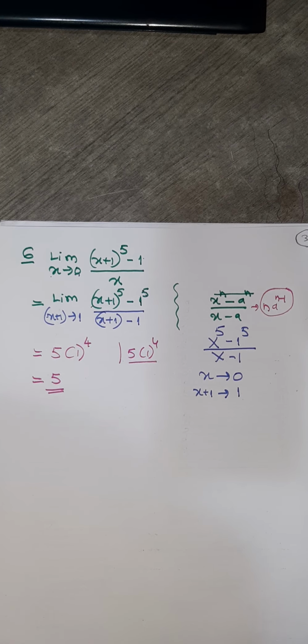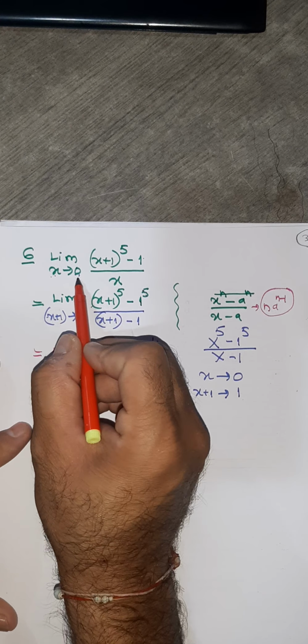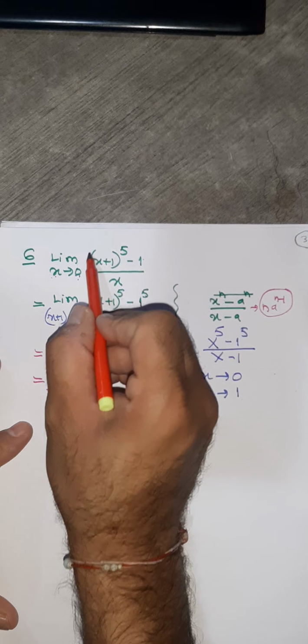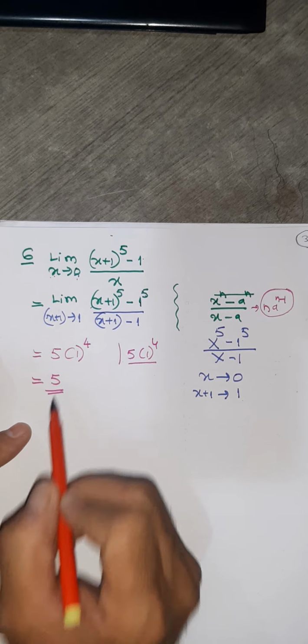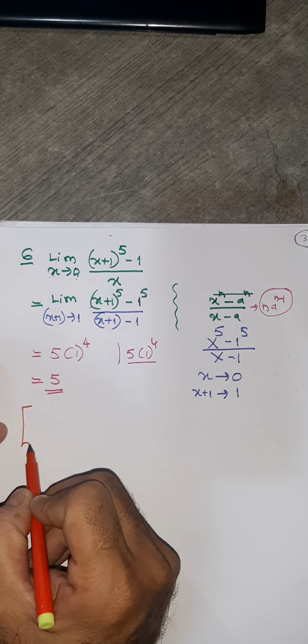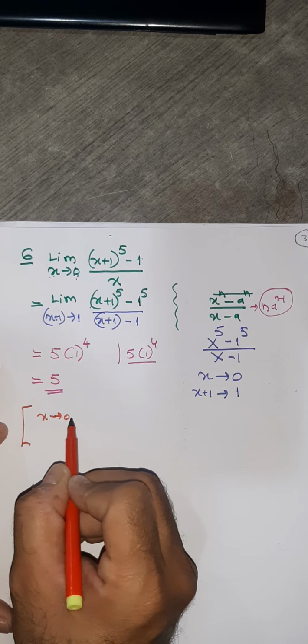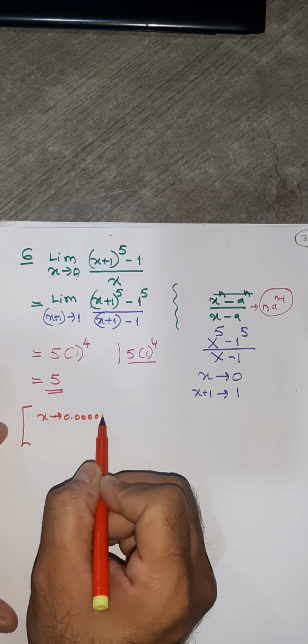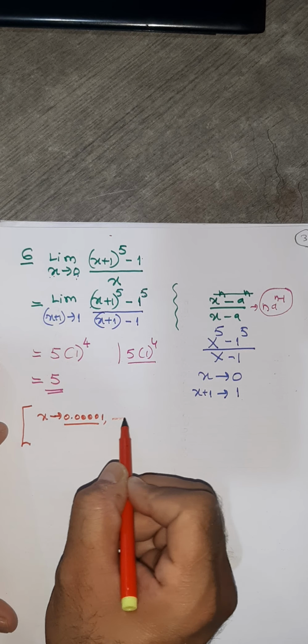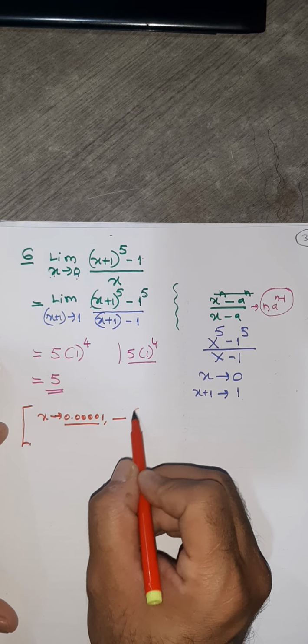What's the meaning of this? It means whenever variable x is very close to 0, then this function is very close to 5. This is just for your information. You take x equals to like 0.0001. This is very close to 0. Put into the function here.